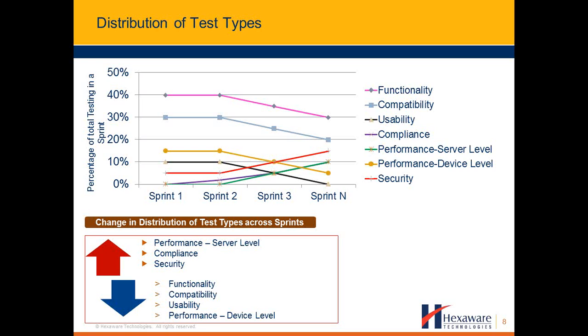You would see in this diagram, and this is actually from an existing project that we have in flight, that we have observed that the focus of the testing was more on functionality, compatibility, usability, and device-level performance during the initial set of sprints, which reduced to a certain degree. In some cases, for example functionality testing, you would see that the distribution of effort would not reduce drastically even in succeeding sprints. However, you would be spending more time in usability testing in the initial sprints than in the succeeding sprints down the line.